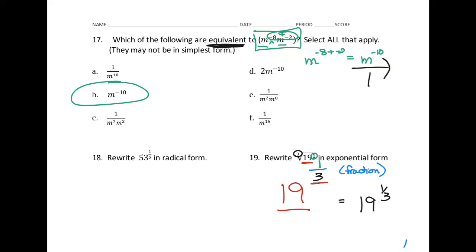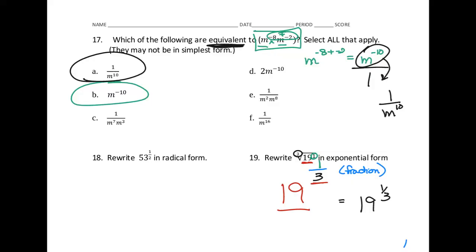Put it on the bottom. What does that mean it's going to look like? Right, but what's that going to look like? No, not 10 divided by m. 1 over m to the 10th, right? You take it as it is, you just move it, and you take away the negative exponent. Is that an option that we have to circle? Yes. That's right there. Are there any others?